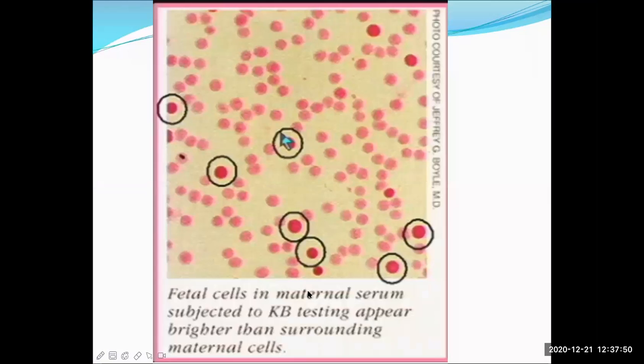Look at here. These fetal cells in the maternal serum are subjected to Kleihauer-Betke testing, which appear brighter than the surrounding maternal cells. So these are the fetal RBC, these are the maternal RBC. They appear definitely brighter, and for the sake of understanding properly, they are outlined also. Okay, they are encircled there. So this is how the hematologist will identify it.